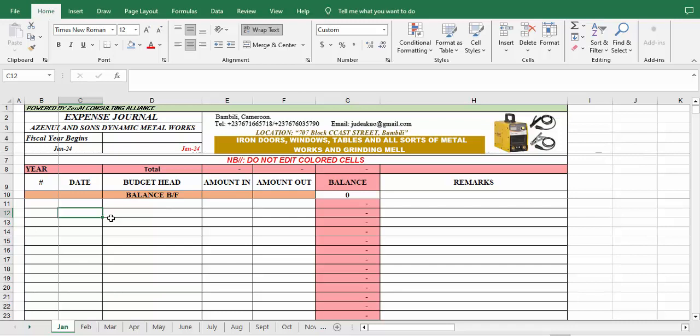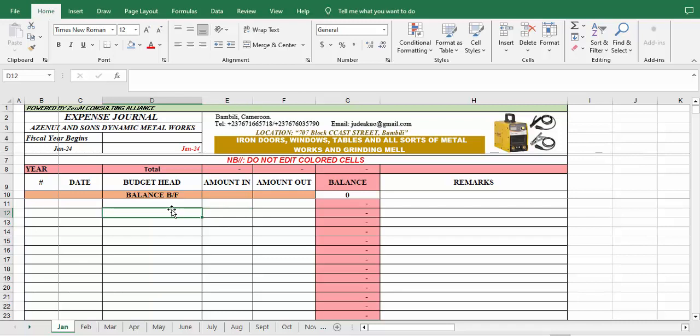This is the British accounting system. With the other accounting system, you're going to see debit and credit. Now money comes into the expenditure journal. Where does money come from? To the expenditure journal, money comes from you, the business owner. Okay, money comes from you, the business owner.